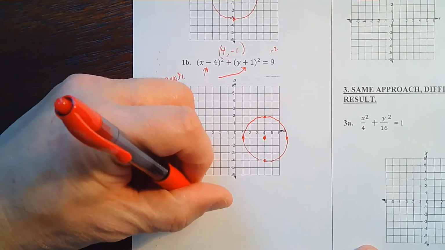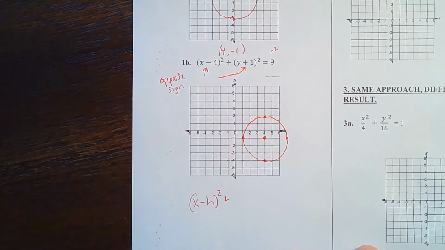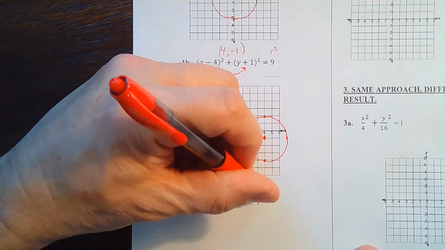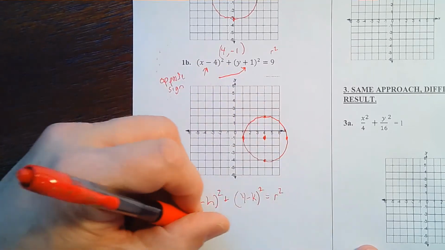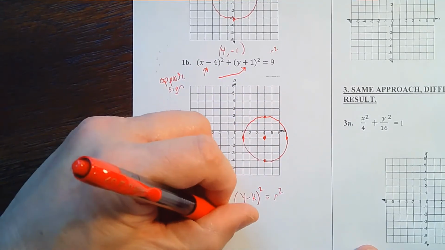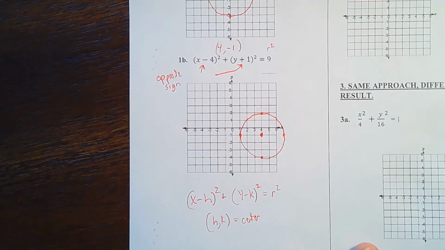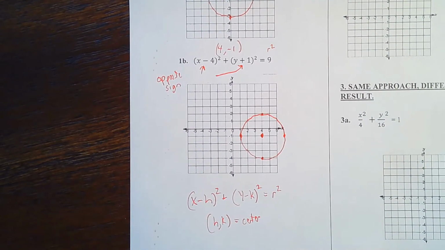Thus, the generic form of the equation of a circle is always written as x minus h squared plus y minus k squared equals r squared, where h, k is the center. And again, you guys should know this if you're doing this little section here.